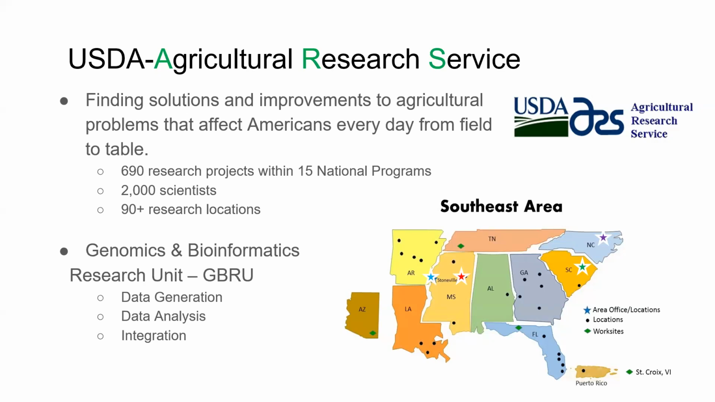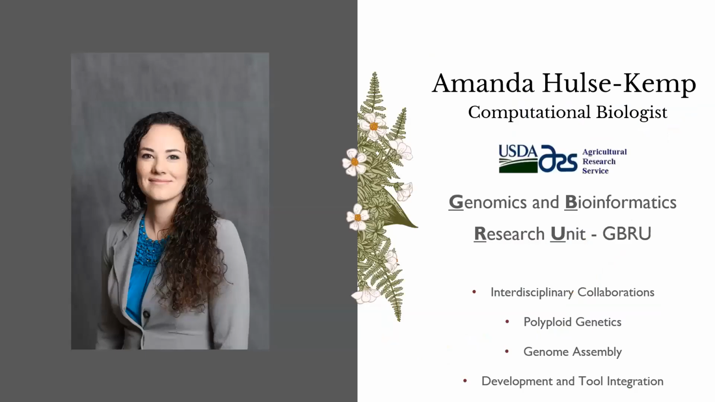So my unit is the Genomics and Bioinformatics Research Unit. We'll see that abbreviated as GBRU. We focus on data generation, data analysis, and data integration, and we're a part of the Southeast area. You can see the Southeast area here on the right, and you'll see some important information along with these stars that I've indicated on the map. My star is this purple location, and that's where we're located in Raleigh, North Carolina.